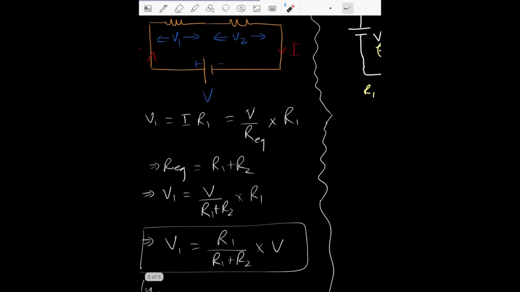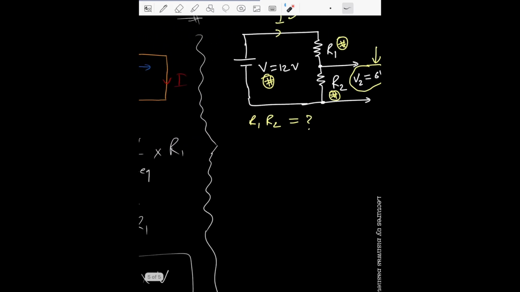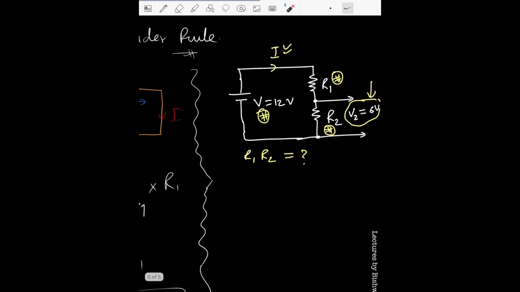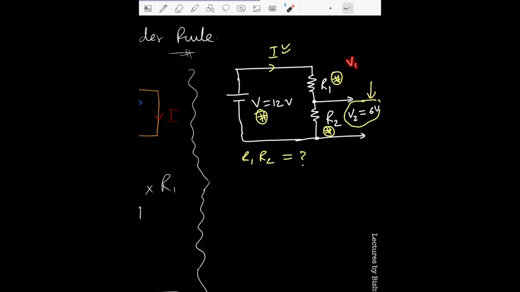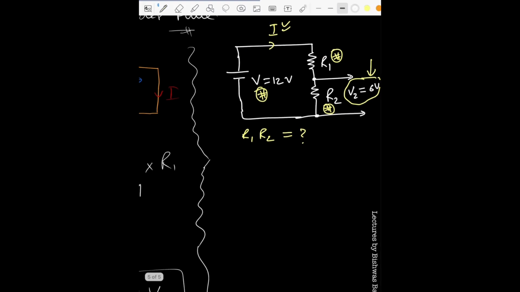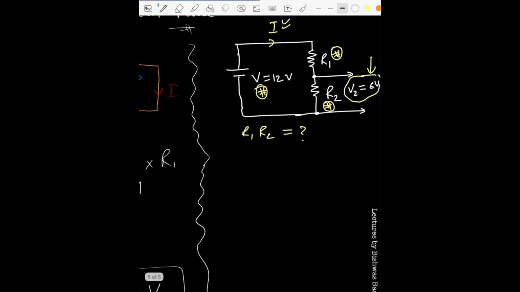Simple. Now let's make use of that and complete this design problem that we just discussed. V1, we are not concerned about that. V2, this is our design problem. We need 6 volts across R2, right? Now let's continue. Okay, so you have everything. Now you can write V2. You would say, okay, I know V2. It's R2 divided by R1 plus R2, right? Times V.